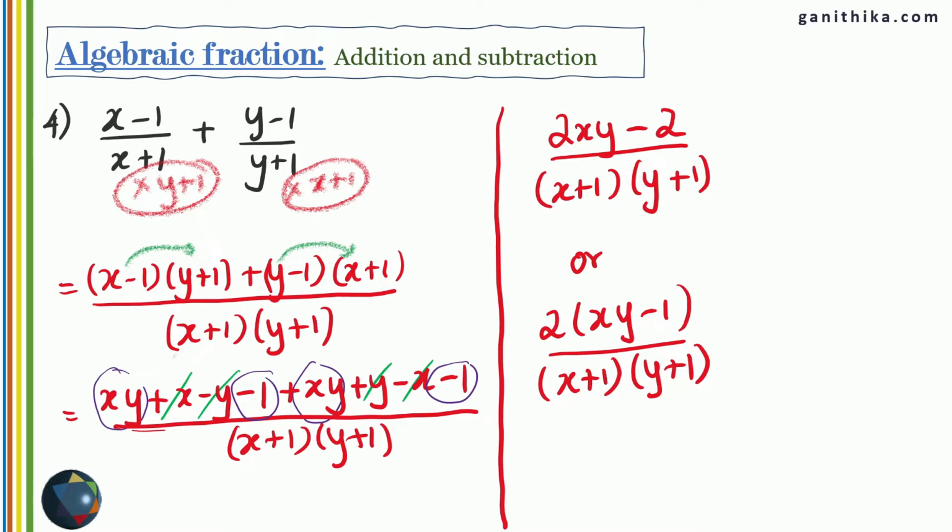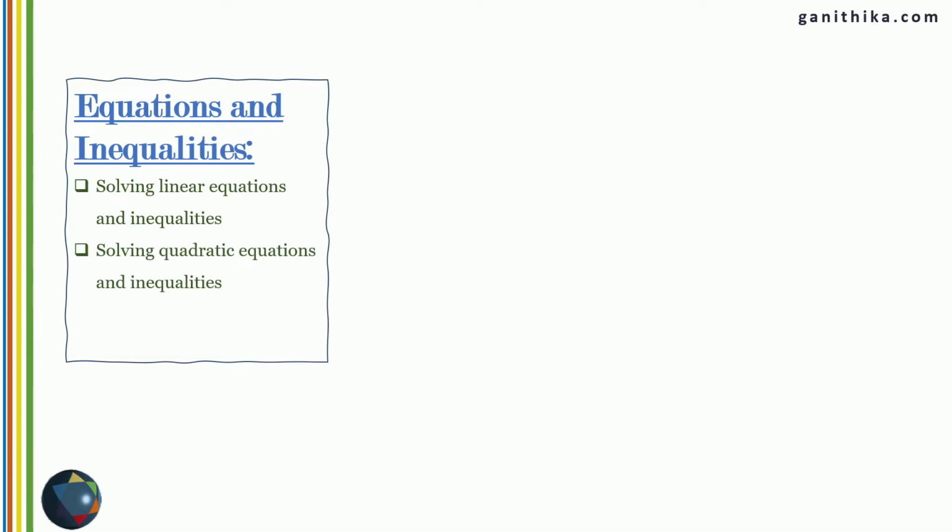You can leave the answer in this form for the given question. So let's continue further. Next is equations and inequalities. Under this topic, you need to know how to solve linear equations and linear inequalities, how to solve quadratic equations and quadratic inequalities, how to solve system of equations with 2 variables, which is also called simultaneous equations. So these are the 3 things that you need to know under equations and inequalities. We'll see this one by one.